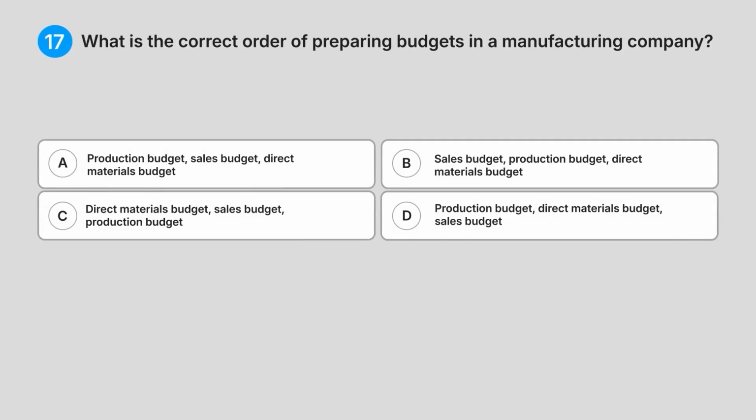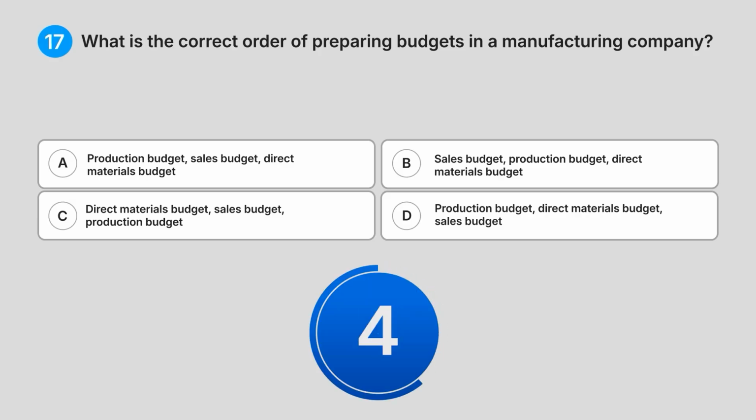17. What is the correct order of preparing budgets in a manufacturing company? A. Production budget, sales budget, direct materials budget. B. Sales budget, production budget, direct materials budget. C. Direct materials budget, sales budget, production budget. D. Production budget, direct materials budget, sales budget. Can you guess the answer?